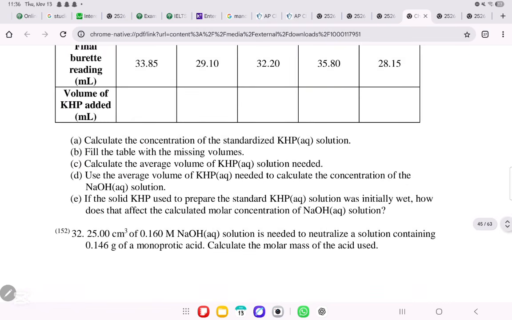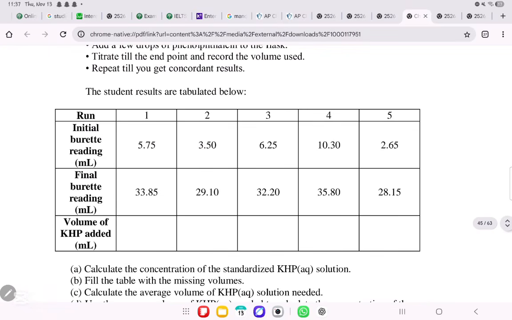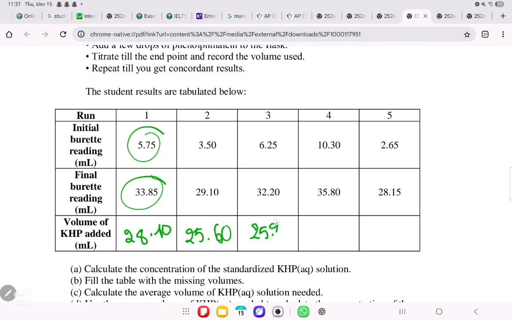In part B, they said fill in the table with the missing volumes. How do we find that? You need to subtract, using the correct significant figures, which is 2 decimal places. So subtracting final minus initial, it's going to be 28.10, 25.6, 0.60, 25.95, 25.50, and 25.50.